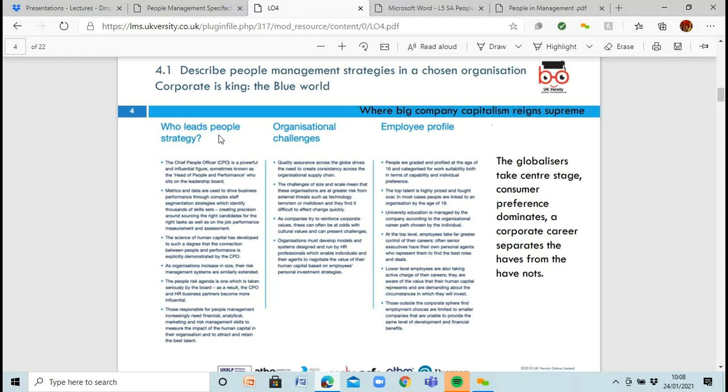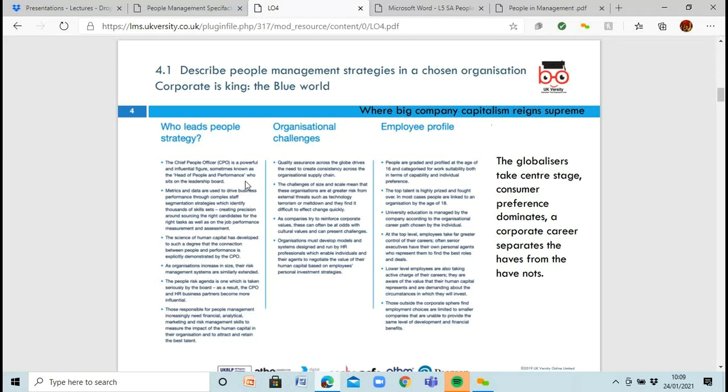So we'll go into this image here. So we've got a heading that says who leads people strategy. And we've got a few points here. So the Chief People Officer, the CPO, is a powerful and influential figure and is sometimes known as the head of people and performance. Then we've got organizational challenges, so things like quality assurances across the globe and how it needs to be consistent within the organizational supply chain. And then we have employee profile. So people are graded and profiled at the age of 16 and categorized to work suitably, both in terms of capability and individual preference.